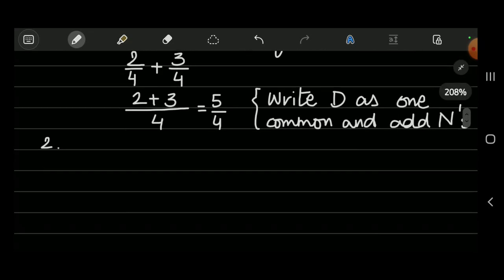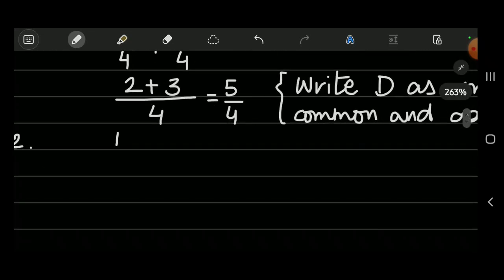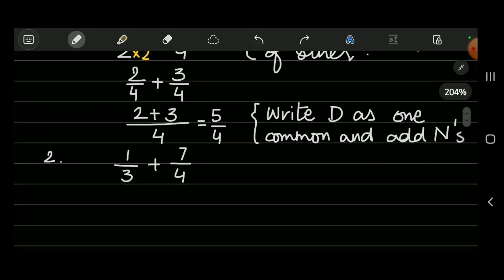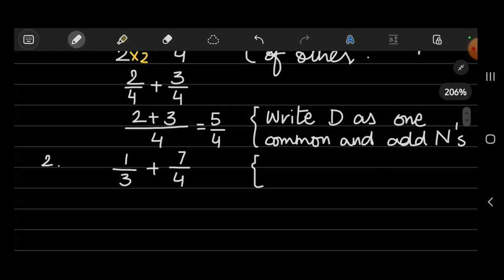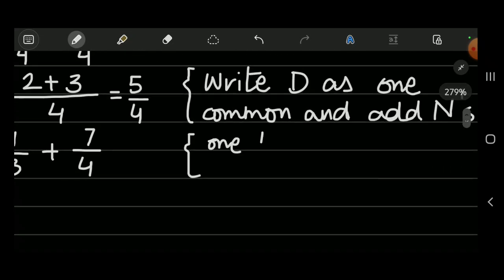The second type of question could be that there is no similarity between the denominators. One denominator is not a multiple of the other. In that case, you can say there is no common factor between the denominators, no common factor.